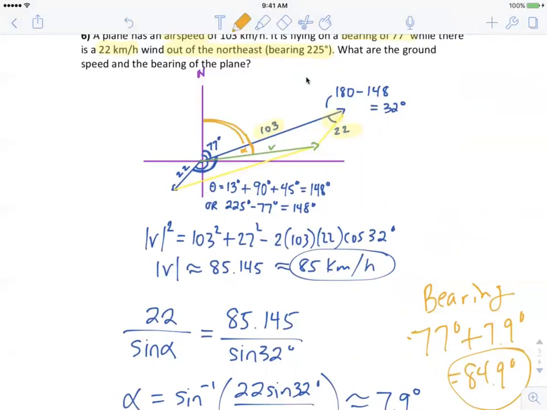Those are a little crazy, but if you can draw them pretty accurately and then use some geometry to get the angles, it's all about the law of sines and law of cosines from there.